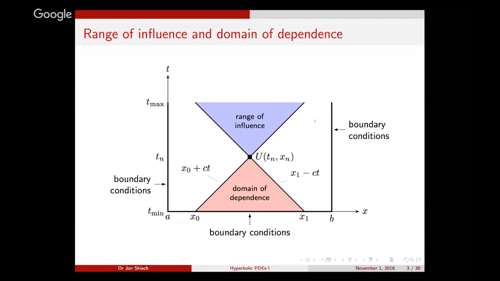The domain of dependence is kind of looking backwards, looking back in time. What events occurred back in time that affect our point in space and time there? So we could have had other disturbances in the pool, or something that happened there will still affect that point in space and time.